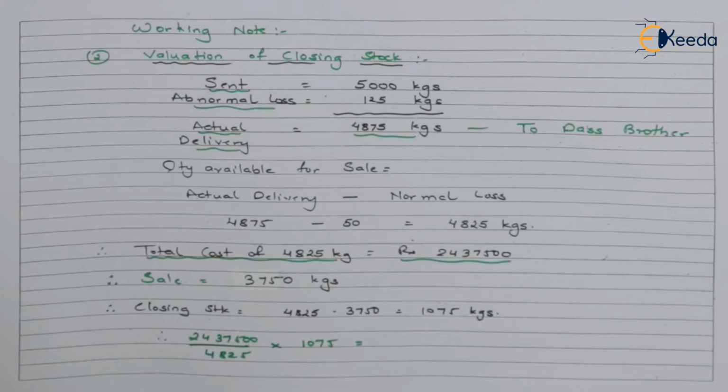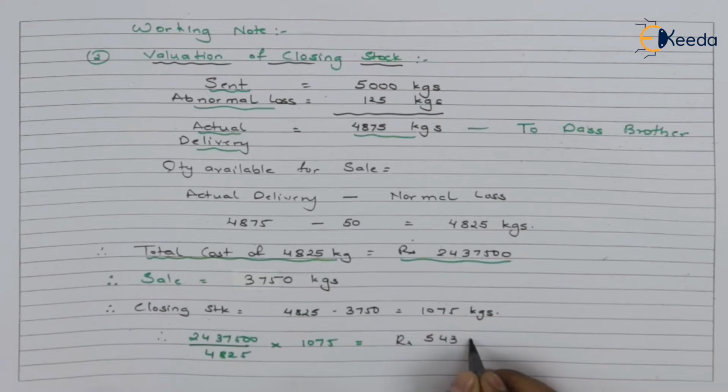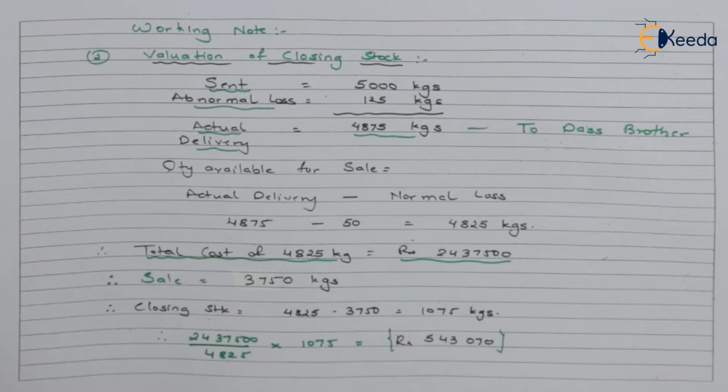So that will be a total of 5,43,070, which is rounded off. Now this is the value of the closing stock, which is 1075 kilos. So with this, we have completed the calculation of closing stock itself. The next step is the preparation of consignment accounts.